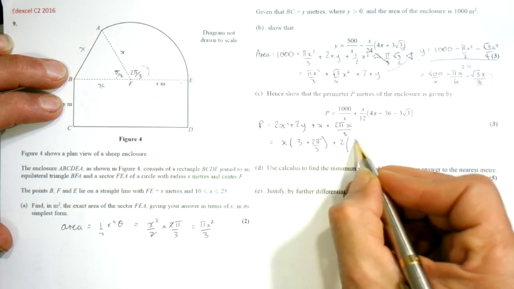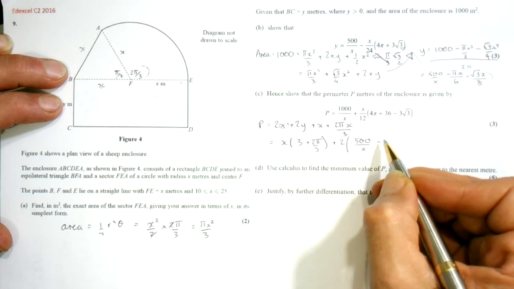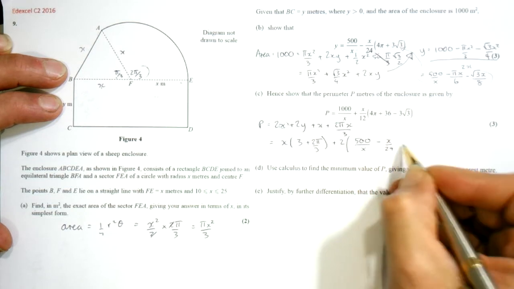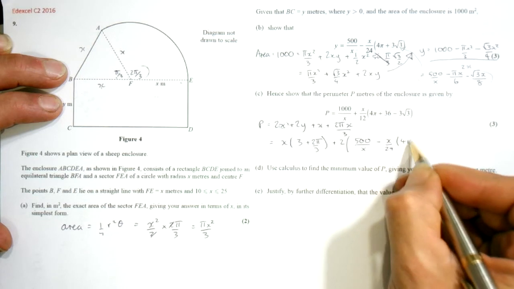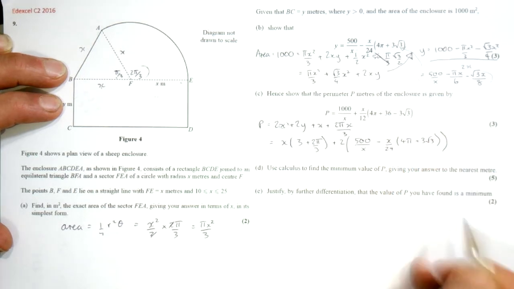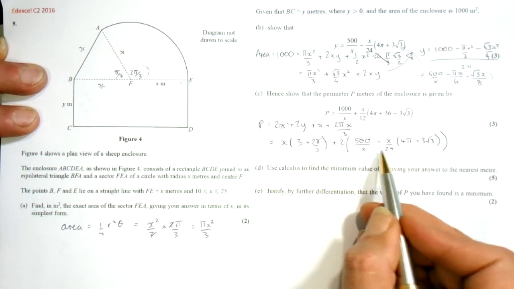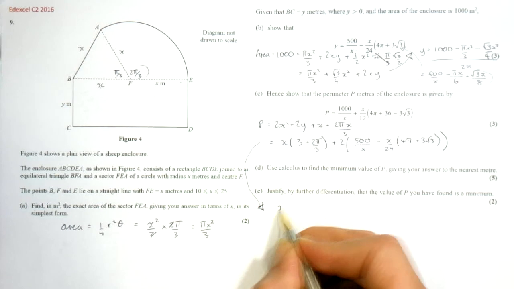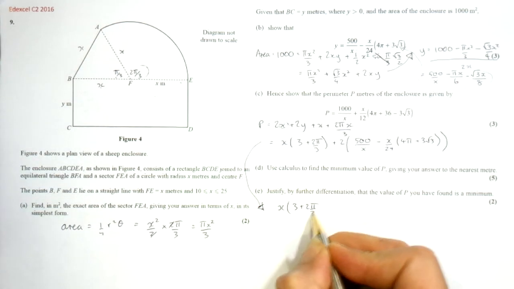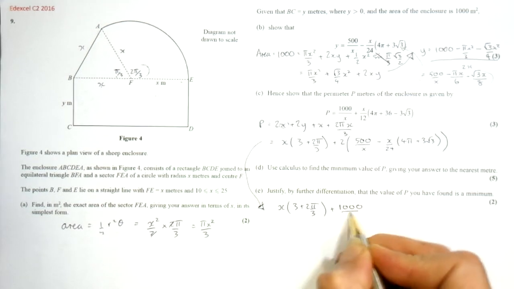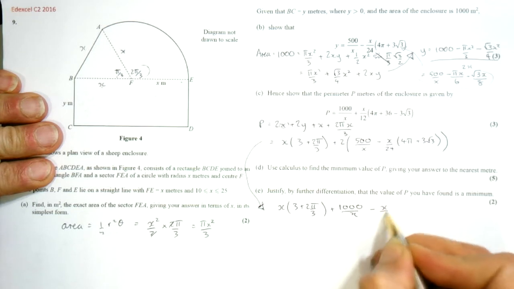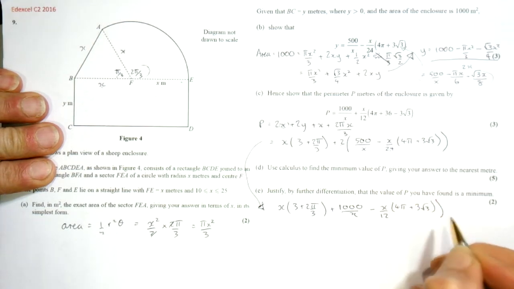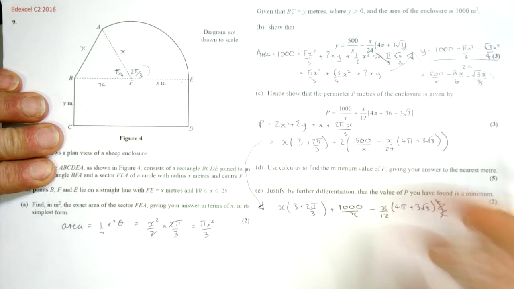plus 2 lots of 500 over x, take away, so we can sub in that expression there which they gave us here, so x over 24 times 4 pi plus 3 root 3, and when we double this and factorize the x's, so I'm going to finish off that down here, we've got x bracket 3 plus 2 pi by 3 plus 1000 over x, take away x over 12, because we're going to double this part, bracket 4 pi plus 3 root 3, and I don't need that extra bracket there because I've done it.